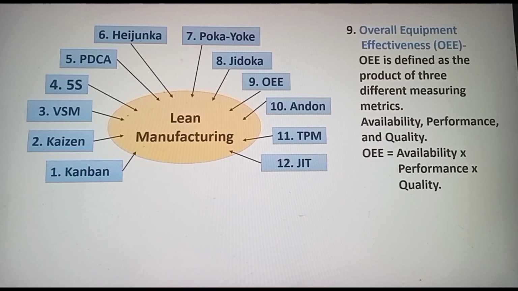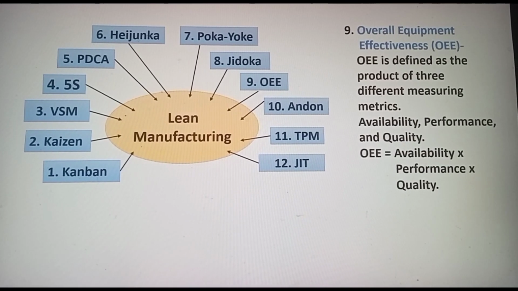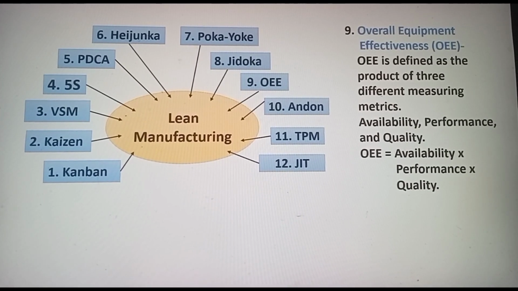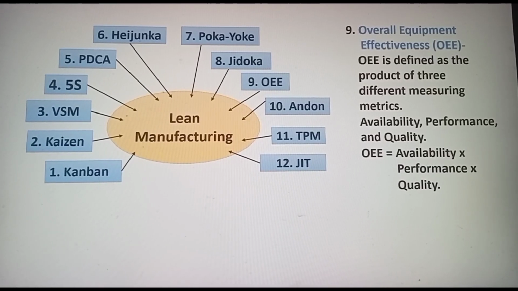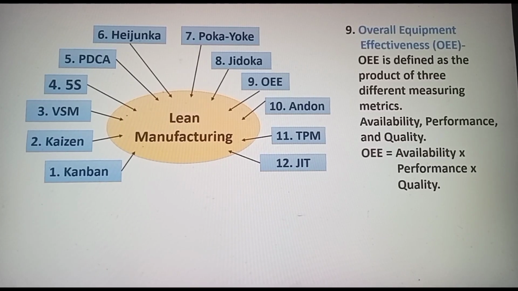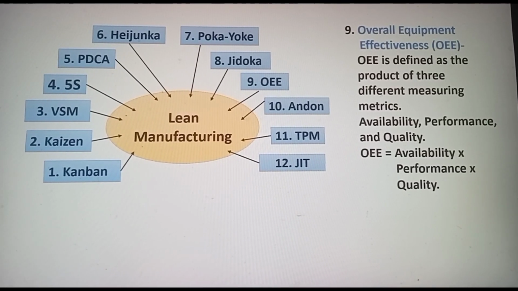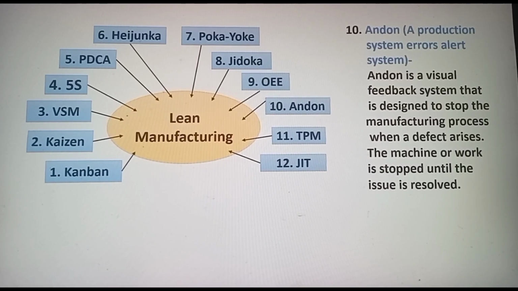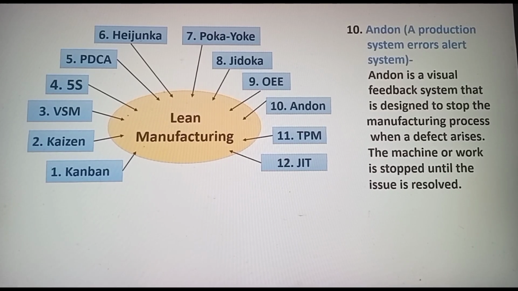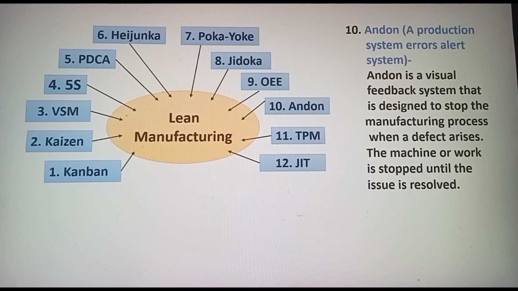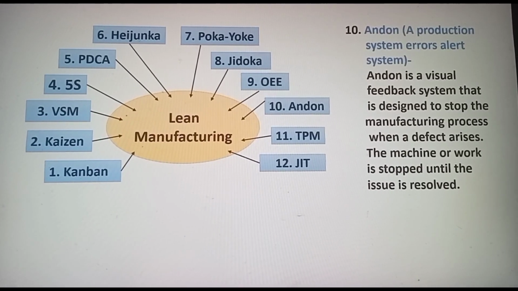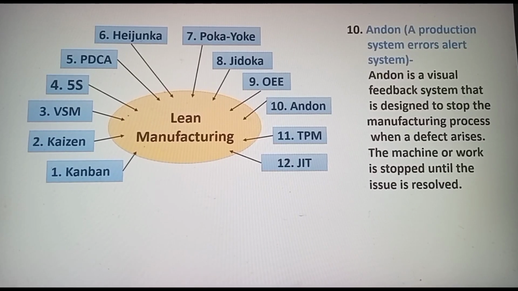Ninth, overall equipment effectiveness, OEE. OEE is defined as the product of 3 defined measuring metrics: availability, performance, and quality. OEE is equal to availability times performance times quality. Tenth, Andon, a production system error alert system. Andon is a visual feedback system that is designed to stop the manufacturing process when a defect arises. The machine or work is stopped until the issue is resolved.